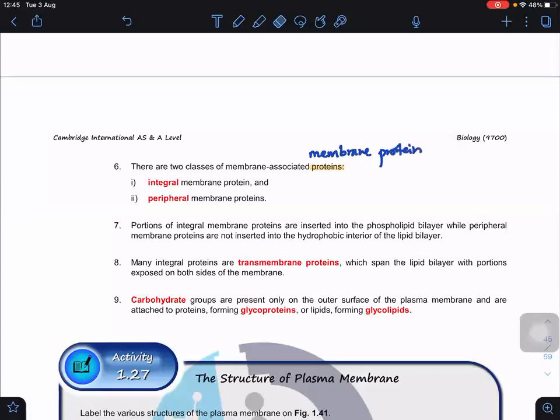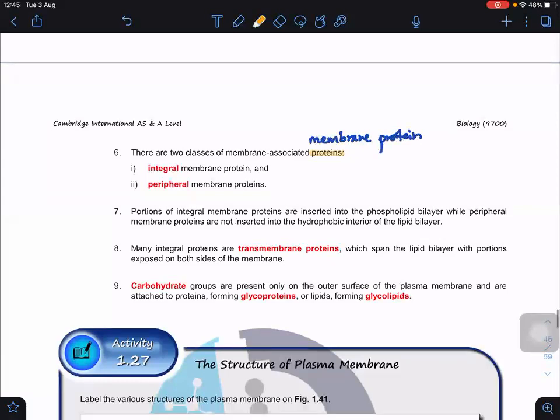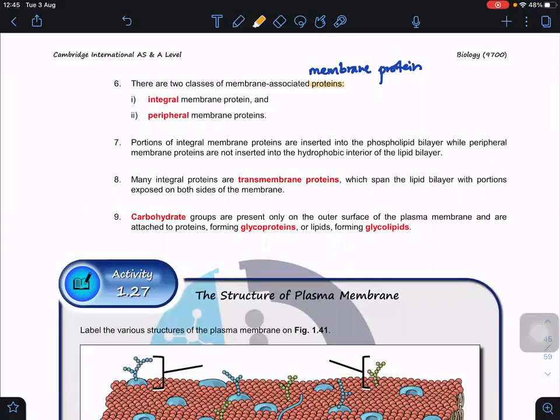Okay, what else? Membrane protein is involved in transport and in cell recognition. And sometimes this membrane protein or the lipids may have carbohydrate groups. For example, we do have the glycoprotein and also the glycolipids. Okay, so if I draw it now, guys.